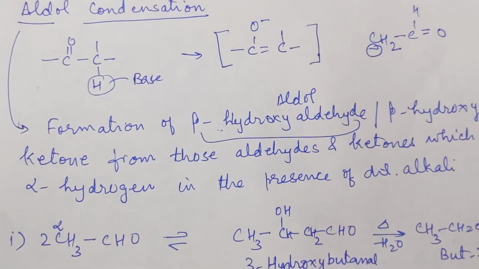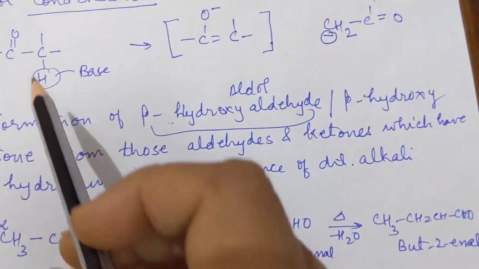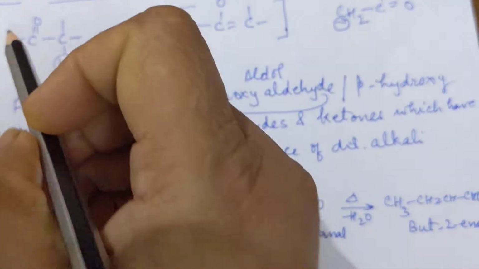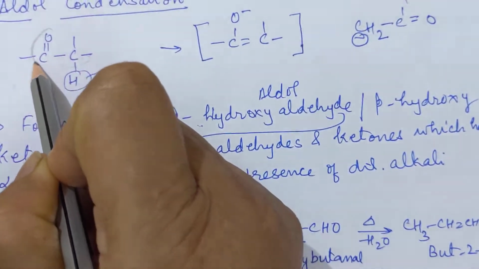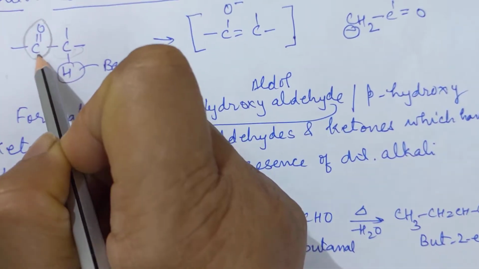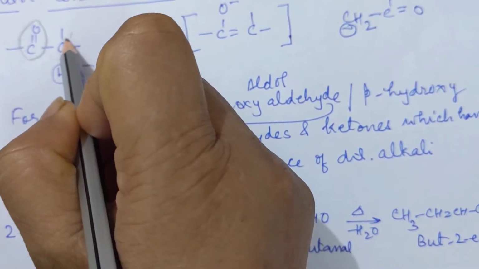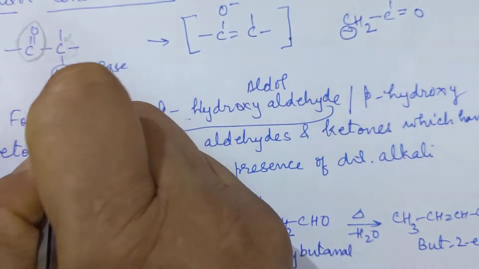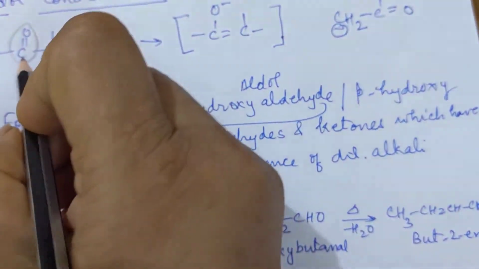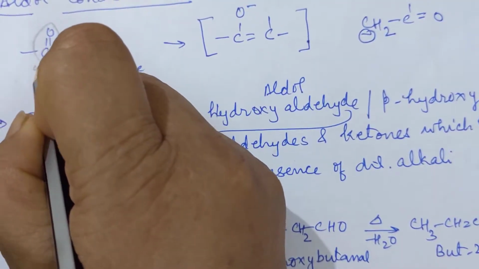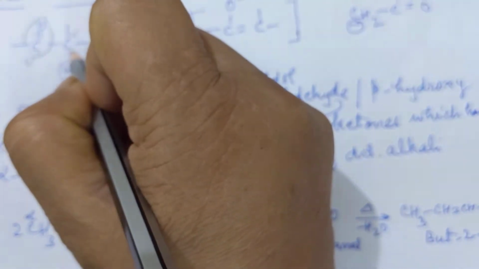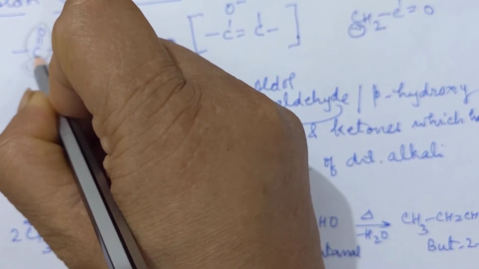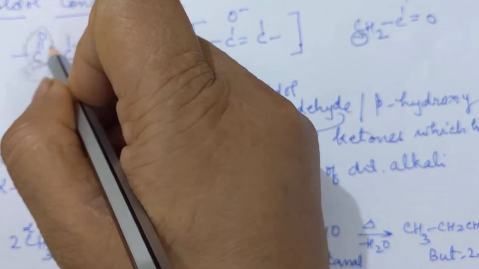Aldol condensation occurs with those aldehydes which have alpha carbon. Now, in an aldehyde, the carbonyl group is present. The carbon next to it is the alpha carbon, and the hydrogen attached to it is the alpha hydrogen. Now, this carbonyl group is sp2 hybridized, and this one is sp3 hybridized. So, it is more electronegative. It is electron withdrawing in nature.